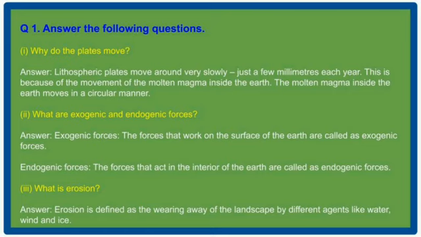Now question number 3, what is erosion? The answer is: erosion is defined as the wearing away of the landscape by different agents like water, wind and ice. So that is the answer of erosion.